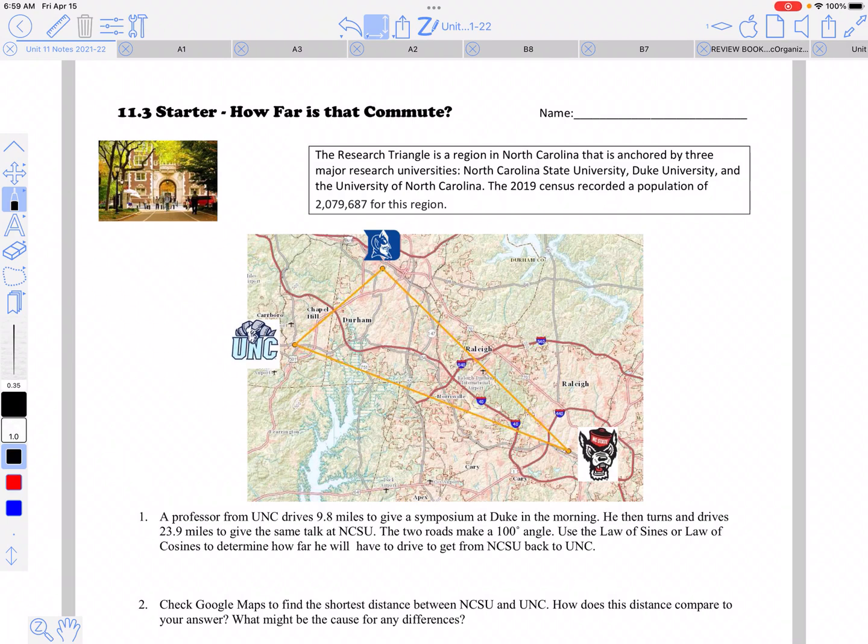This is 11.3. The goal of this activity, assignment, notes, is to help you recognize and put together when to use law of sines and when to use law of cosines. You should already be proficient with law of sines and law of cosines. If you're not, you're going to need to go back and watch 11.1 and 11.2.